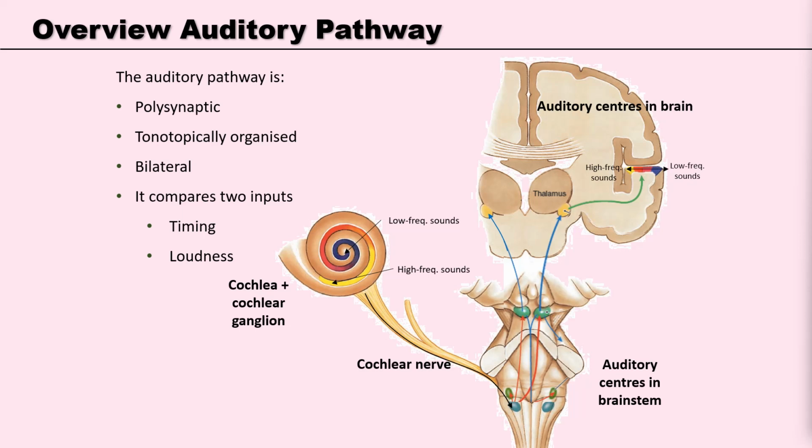Additionally, the organisation of the pathways is bilateral, so sounds entering the right ear will be transmitted to both sides of the temporal cortex, markedly different from what we saw with the eyes and other pathways we have covered. It is used to compare the timing and the loudness, which will help us identify where this sound has come from.